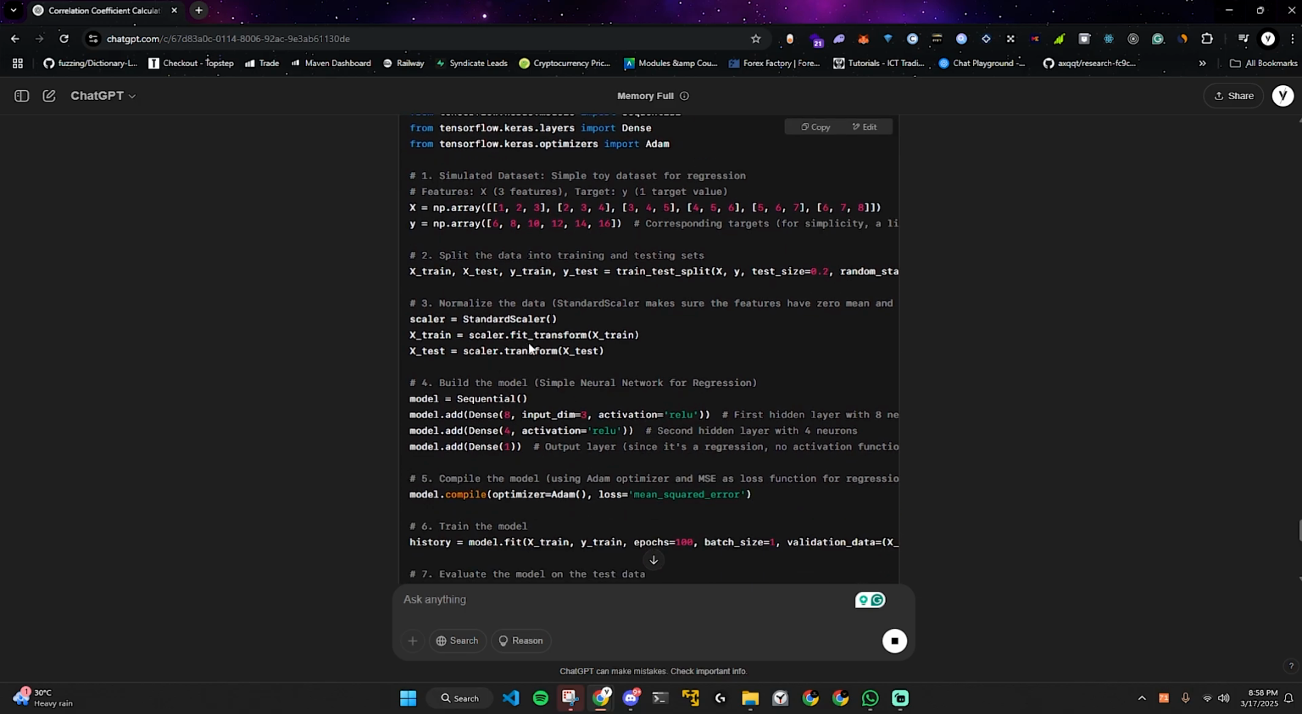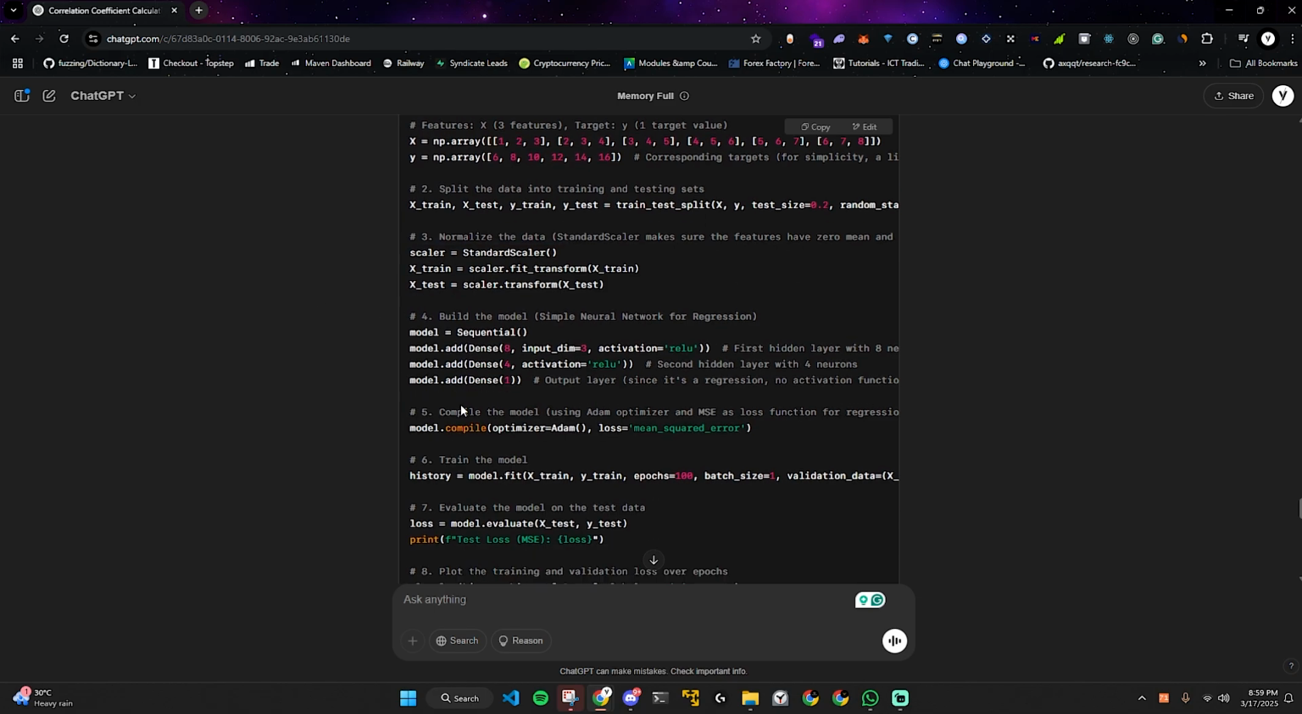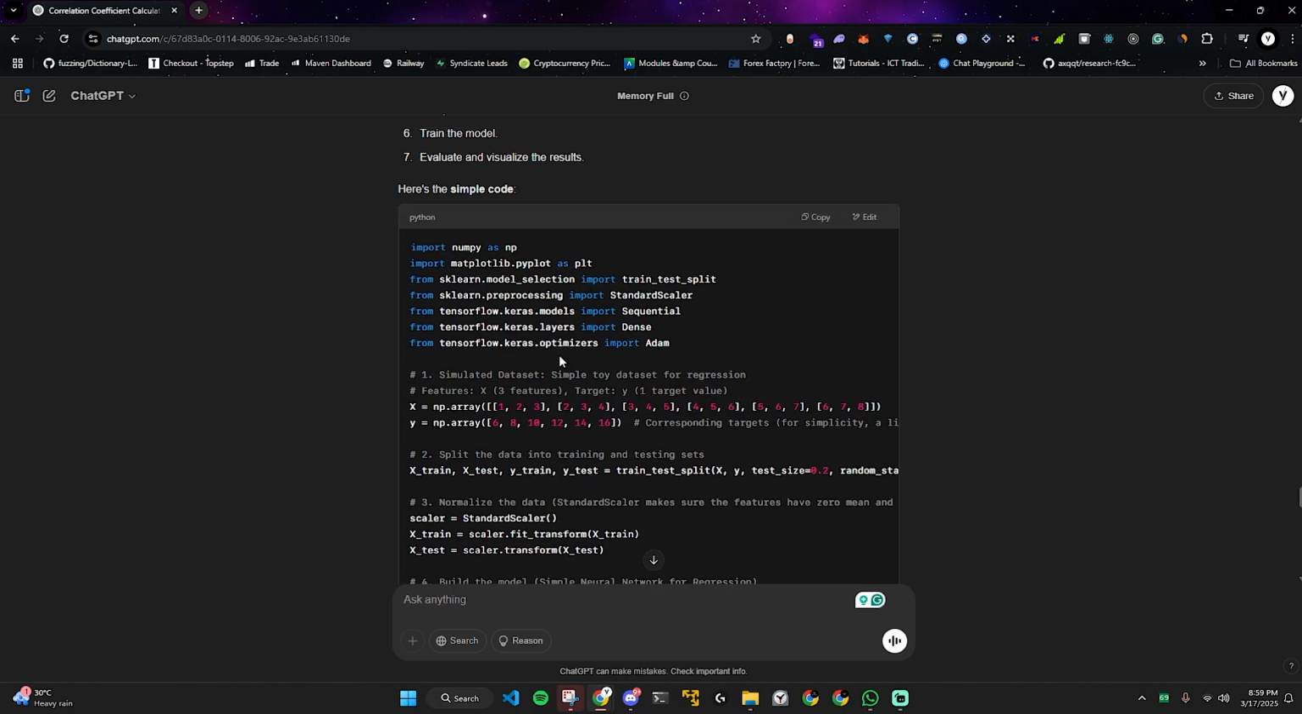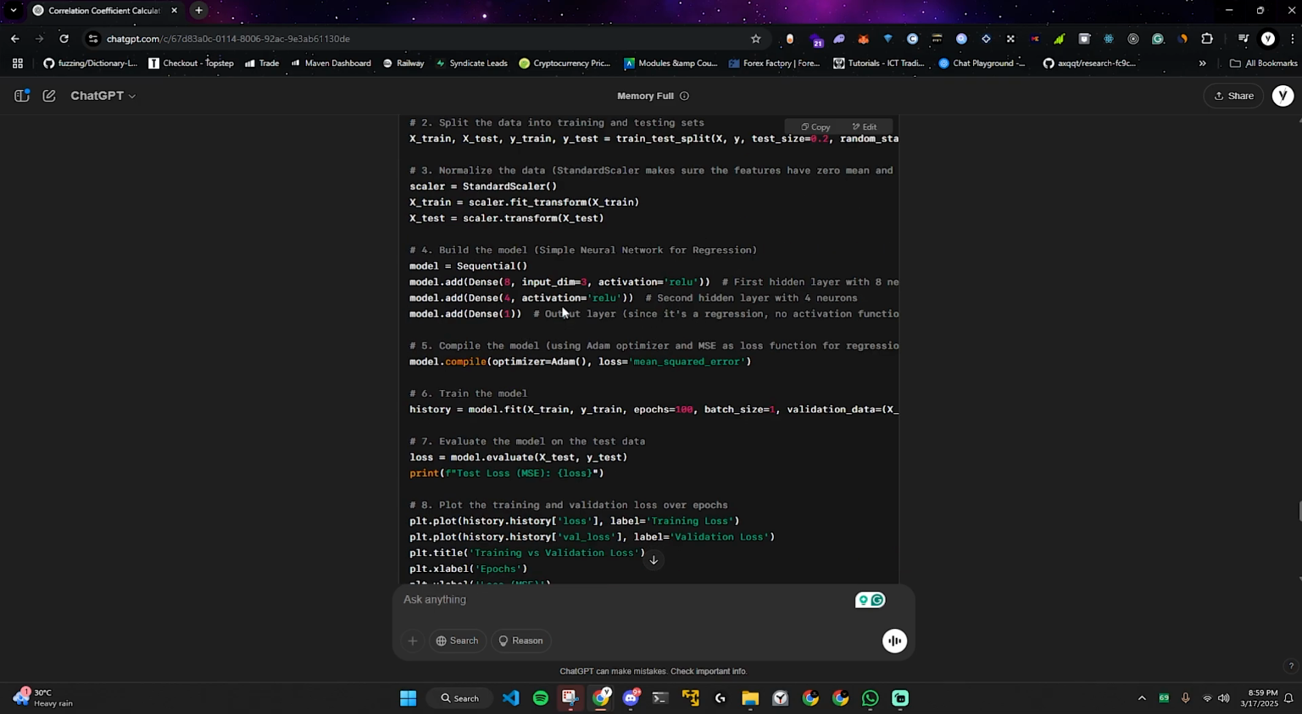Test size is 20%, and we have to transform the test, right? Why is it transforming the test? This is just normalizing data, I believe. So we have the training and the testing, obviously. This is Python code, so that's why it's a little different.